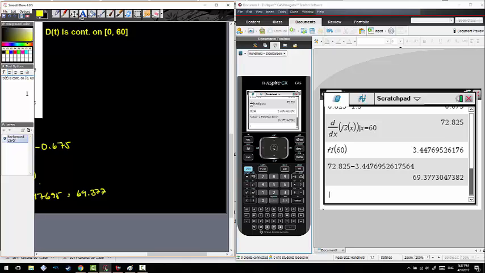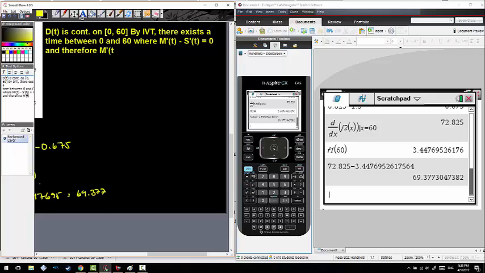And now you can say, by IVT, there exists a time between 0 and 60 where M prime of t minus S prime of t will equal 0, and therefore M prime of t will equal S prime of t. Done. That's all there is to it.